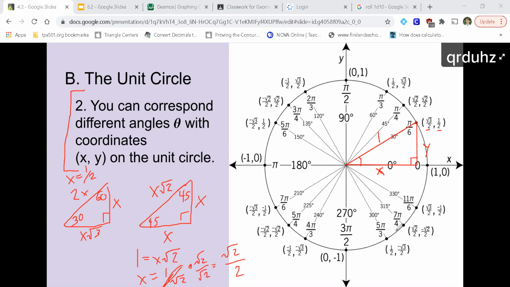But it actually is not as daunting a task as it sounds to memorize this, because there is a pattern to it. In order to make this diagram, there are only 3 numbers you need to know. You need to memorize this one. At 30 degrees, the smallest angle, it's square root of 3 over 2, 1 half. At 45, it's square root of 2 over 2.